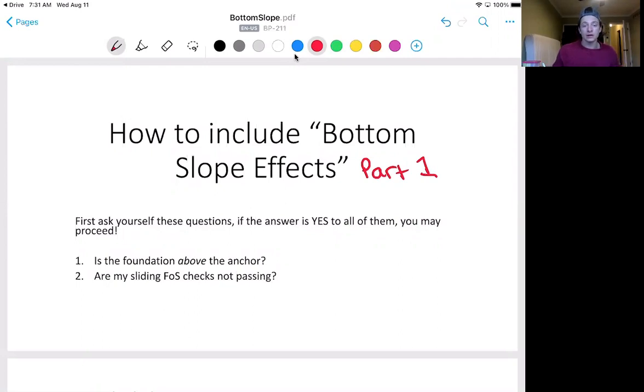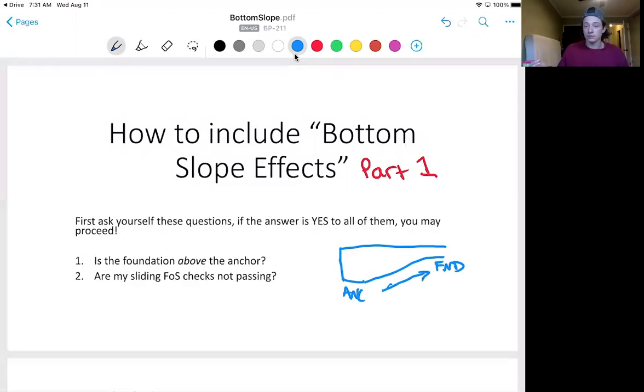So first, you need to ask yourself the question, and if the answer is yes, you may proceed to both of these questions. Is the foundation above the anchor? So do we have some sort of configuration where, this is exaggerated, but our foundation is above the anchor and there is an upward slope between the two of them.